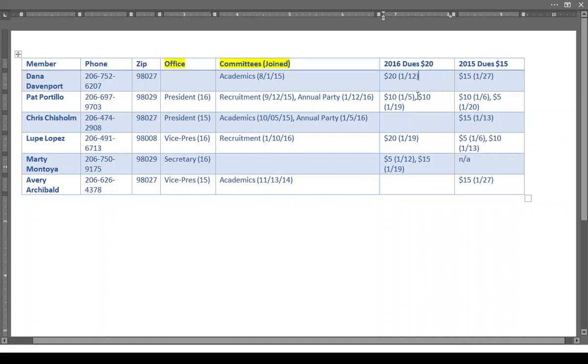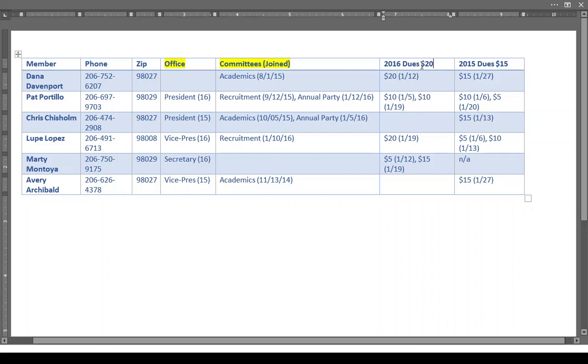Then again, we have the problem of repetitions. Pat on 1/5 gave $10, and then on 1/19 gave $10 more. So this has several problems: repeated columns, repeated entries, multiple pieces of information per cell. All of that stuff is messy, so definitely we need work.